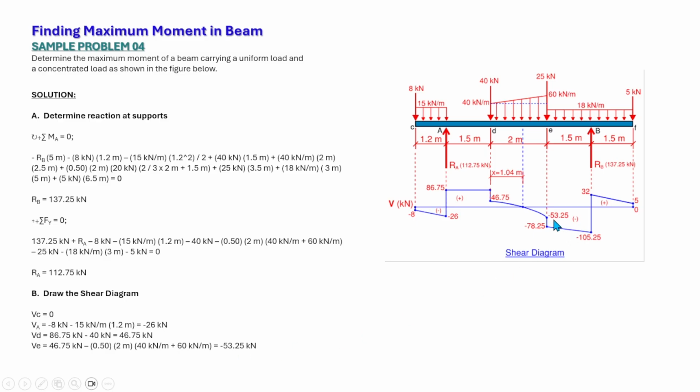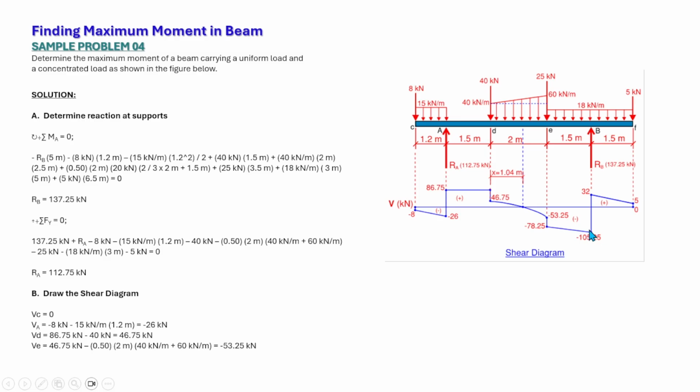Here we have negative 53.25. So at point E, we have a negative 25 concentrated load. So from negative 53.25 minus 25 kilonewton, that is equal to negative 78.25. So this is the shear just to the right at point E. So at B, the shear at B, we have a uniform load. So in our shear diagram, we have a first degree shear, this one here, first degree.